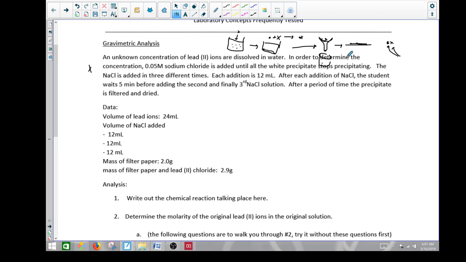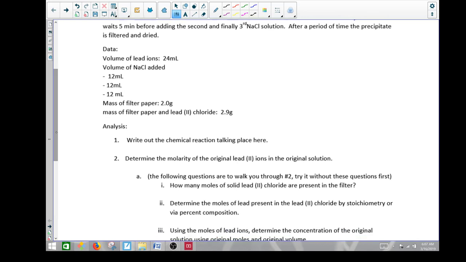Alright, so it's giving you a list of information, stuff we did. It should kind of make sense. There's a chemical reaction taking place here. Alright, well, so we have Pb. I'm going to use the net ionic version. Two, determine the molarity of the original lead nitrate solution. Okay, so that's our overall goal here, I guess. Let's see what the questions say here.